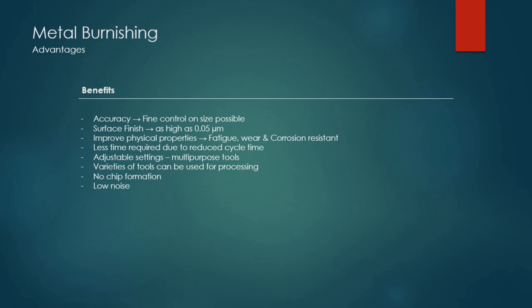So in a way, since the conventional machines can be used just by changing the tool on the tool post, there is no need to adjust the workpiece. So this will basically reduce your cycle time, thereby giving you a saving in time and cost. So that's how it is economical.